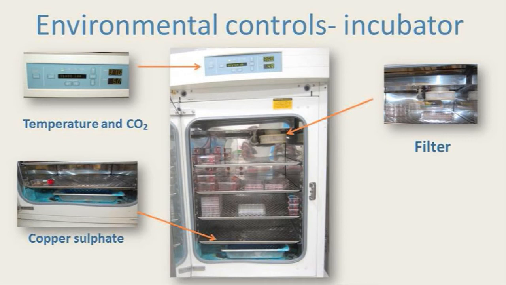For cells to grow at their optimal rate, a controlled environment is required. Factors such as carbon dioxide levels, temperature and humidity are monitored. A pH between 7.2 to 7.4, a temperature of 37 degrees Celsius, a high humidity of 95%, and carbon dioxide levels of 5% are usually required for optimal growth.